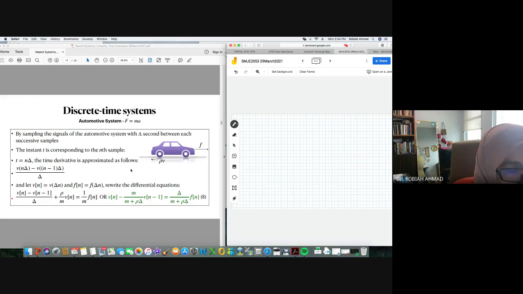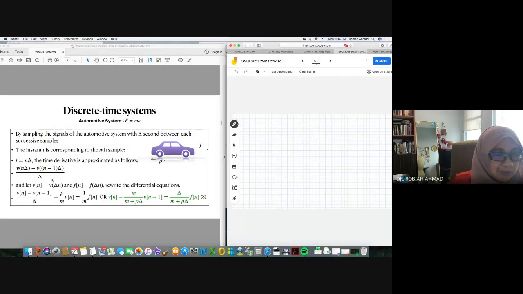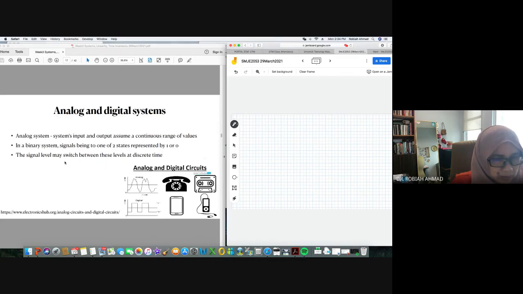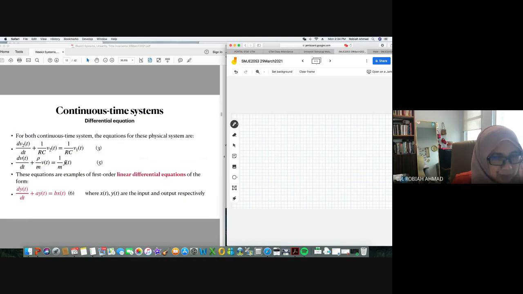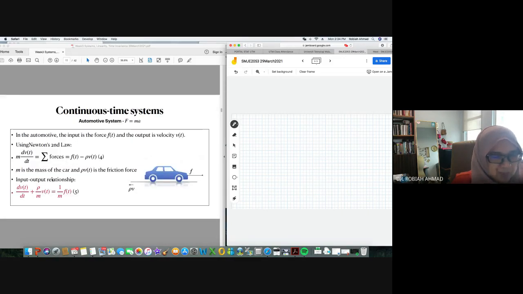The instant t is corresponding to the nth sample. So therefore t kita tu adalah n delta. And then we go back to our equation sebelum ni yang automotive tu tadi. Dan begitu juga kalau kita nak tengok pada RC circuit. So instead of we have dVt dt just now, okay, so kita buatkan dia sebagai sample like this. So kalau kita tengok sebelum ni tadi, if you go back to our automotive just now.